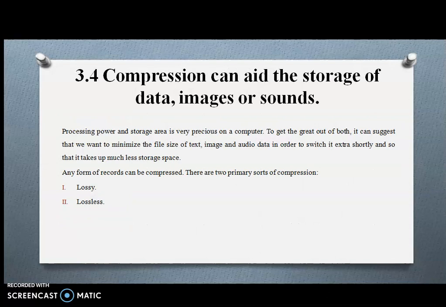3.4 Compression can aid the storage of data, images or sounds. Processing power and storage space are very precious on a computer. To get the best out of both, we need to minimize the file size of text, image and audio data so that it transfers more quickly and takes up less storage space.